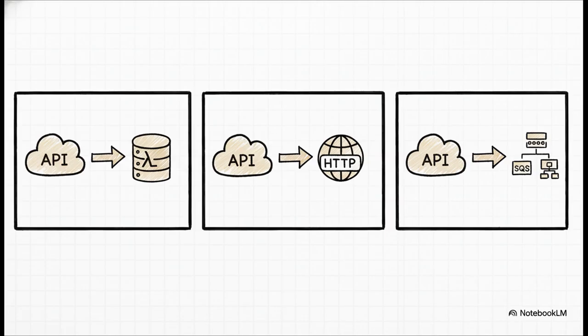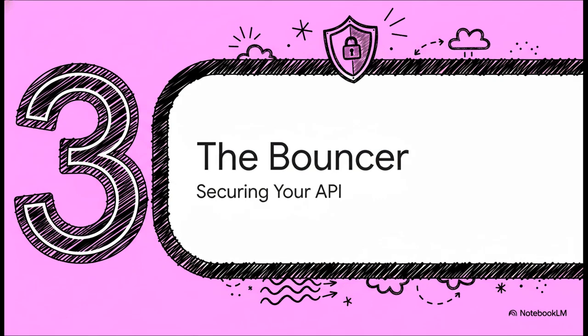Like you could have a route that sends a message straight to an SQS queue or kicks off a Step Functions workflow, all without you having to write a single line of backend code. It's pretty cool. All right, so we have a working API. That's awesome, but we can't just leave the front door wide open. We need a bouncer. Security is absolutely non-negotiable for any API, and luckily, HTTP APIs give you some really powerful ways to control who gets in.